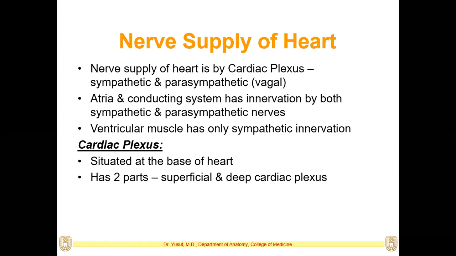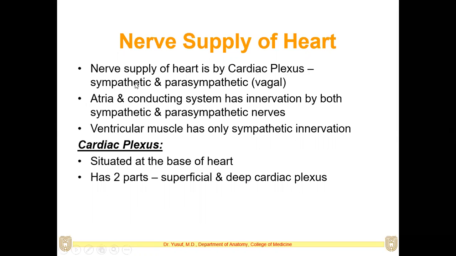So this is the nerve supply from outside, which is controlled by the brain itself. The brain is controlling the heart, even though the heart can beat on its own. This is through the autonomic nervous system, and this is called the nerve supply of the heart. The nerve supply of the heart is by the cardiac plexus. Just like the pulmonary plexus and other plexuses, a plexus is nothing but a network of nerves. Many nerves come and join together to form a network, which is called a plexus. The plexus supplying the heart is the cardiac plexus.